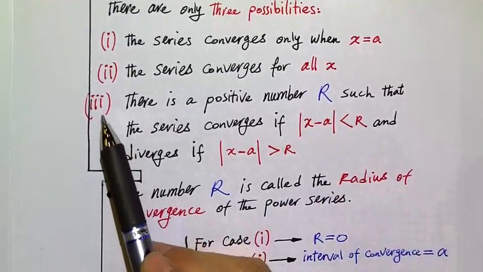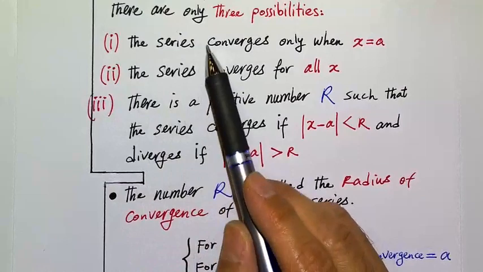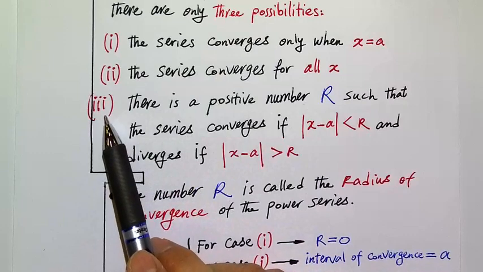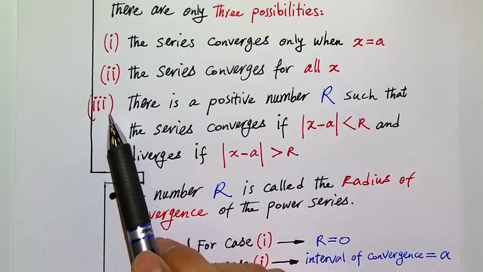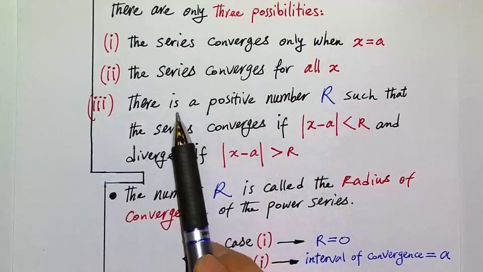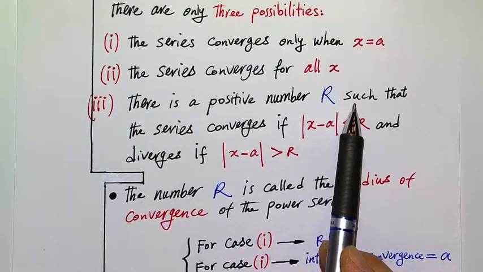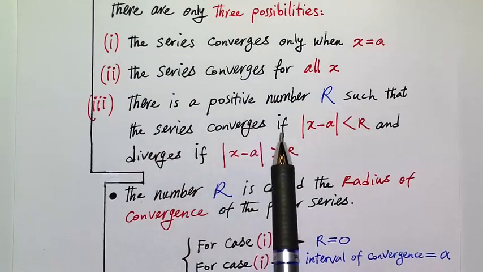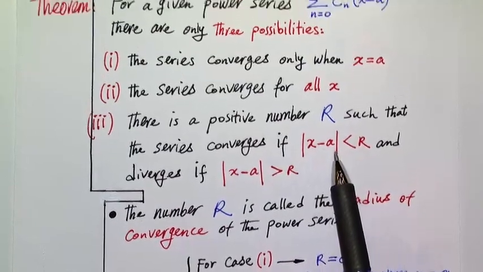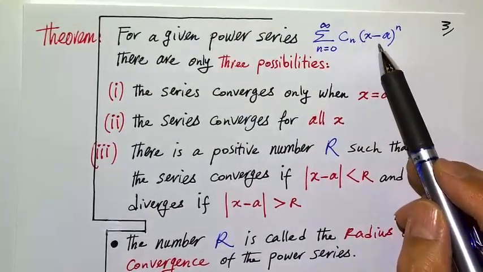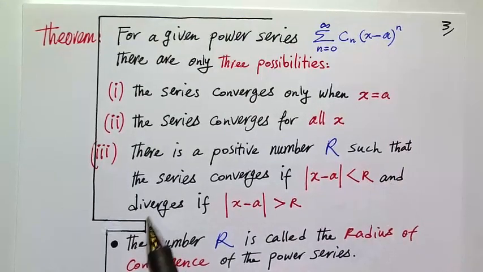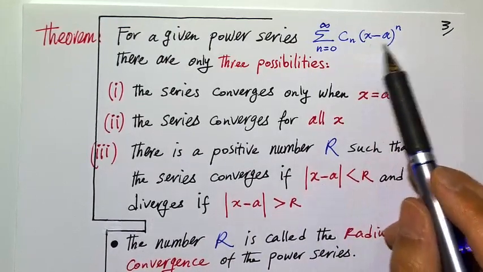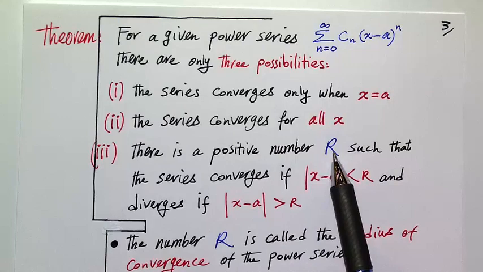And this case 3, often we have this. There are a few cases like the others, but most often we will have case 3. I'd say at least 80% of the power series that we look at fall under case 3. There is a positive number r, the radius of convergence, such that the series converges if the absolute value of x minus a is less than r, and the power series diverges if the absolute value of x minus a is greater than r.